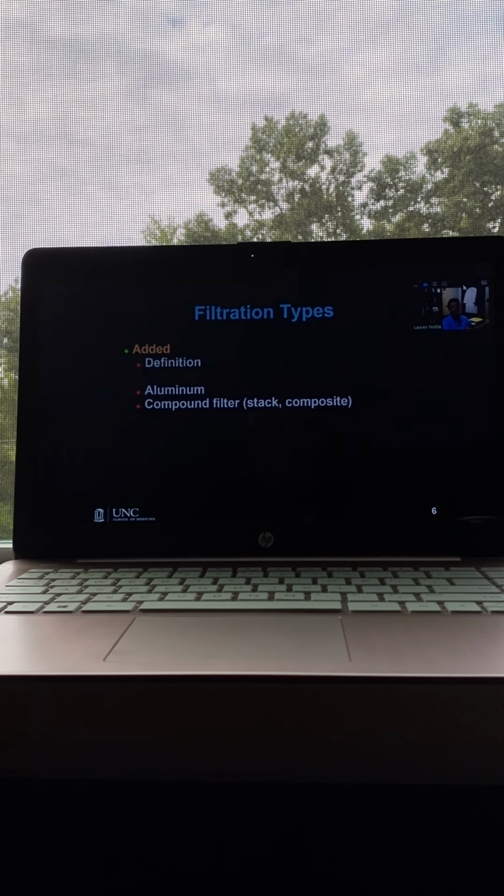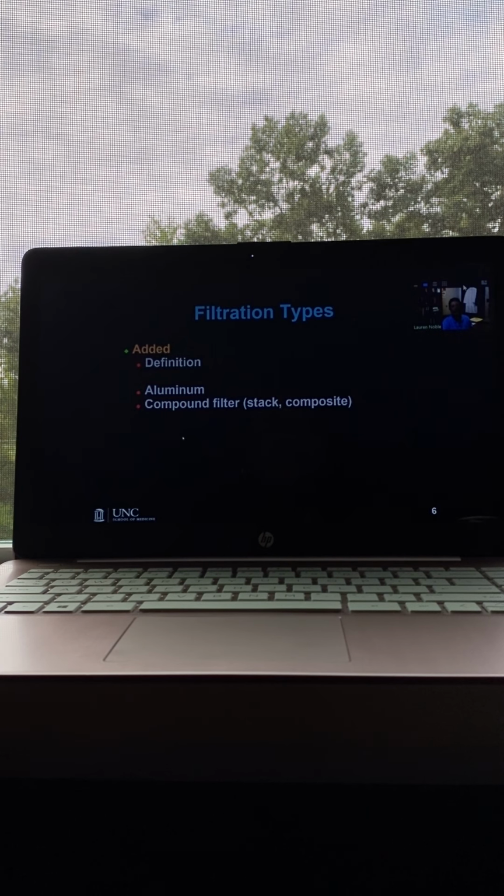Because I already mentioned to you, we'll look at recommendations and we'll look at regulations. So added filtration is intentionally added to the tube or somewhere in that path. It's intentionally added into the primary beam to meet regulatory requirements. Okay, to meet the requirements.